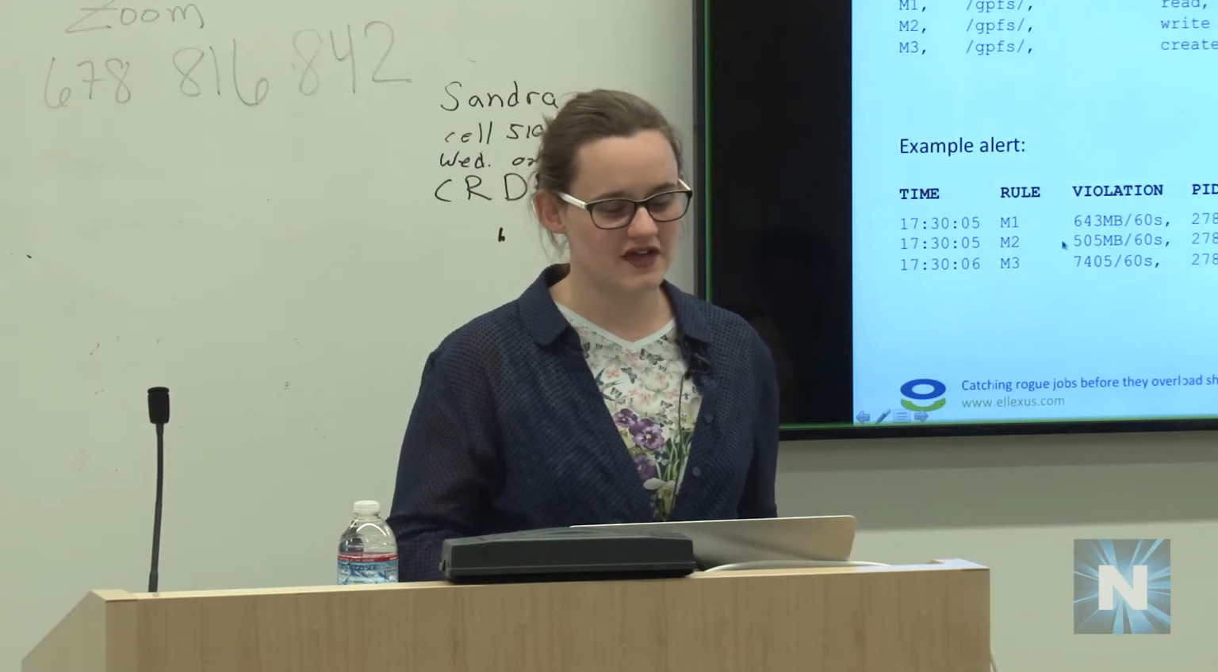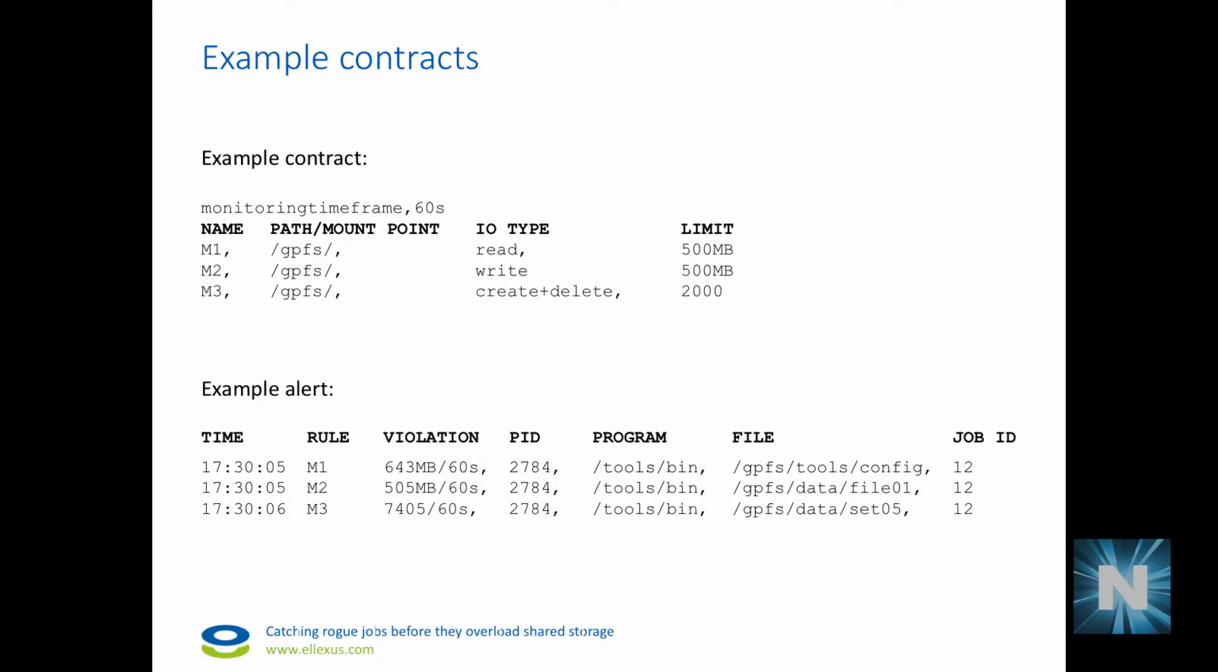And this is the kind of information they see. So they get information about the rule, what actually happened, as well as information about the file that was last accessed, the program. So they can feed that back to users and say, we know this program at this time, while accessing this file or this area of the file system, was what was going wrong.